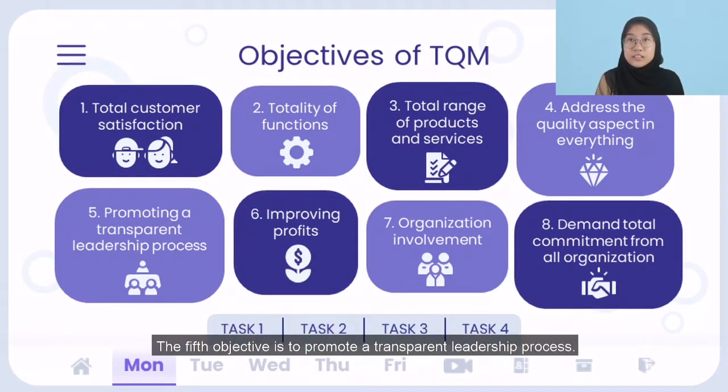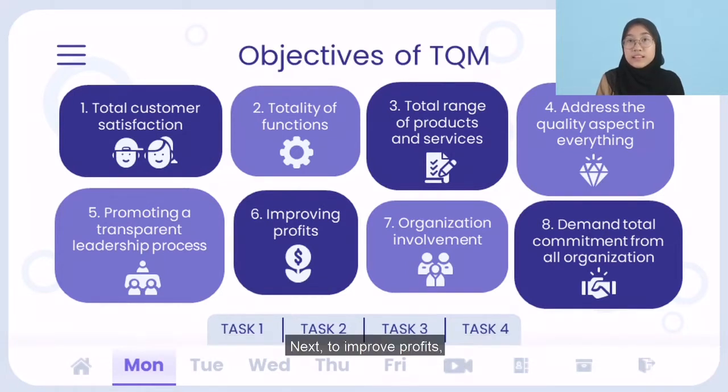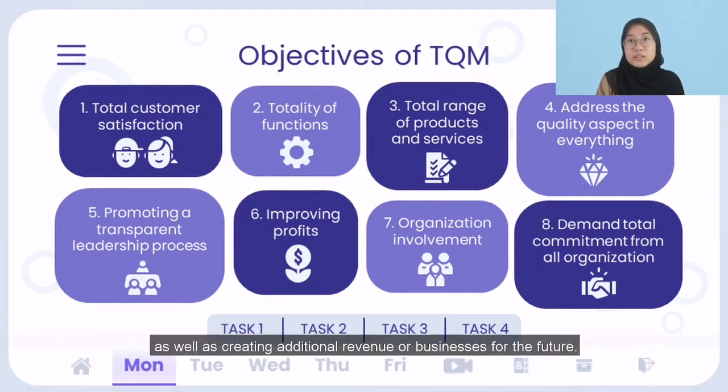The fifth objective is to promote a transparent leadership process. This is to guide the organization to success in its chosen business field. Next, to improve profits, as well as creating additional revenue or businesses for the future.